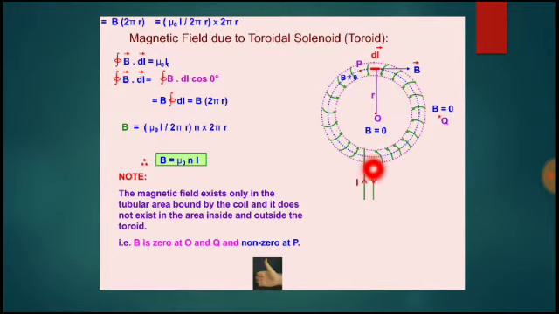See this current entering and this current leaving. B is equal to 0 inside the solenoid. If you consider outside the solenoid, B is equal to 0. But on this plane, the magnetic field is present. In this toroid, I am taking a small element. That element is dl.